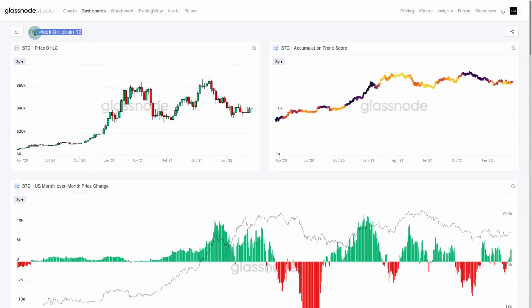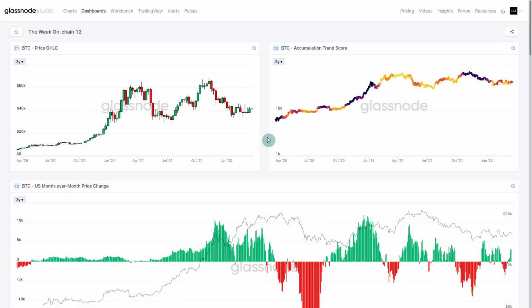So here we are in our week on chain 12 dashboard. And what we can see is that price continues to consolidate. We've closed into a very, very small range. We're starting to compress into a little bit of a triangle down here. Now, really the question is, is this somewhat of a bear flag following this very, very large 50% plus correction? Is this a bear flag or is this starting to look a little bit more like bottom formation?